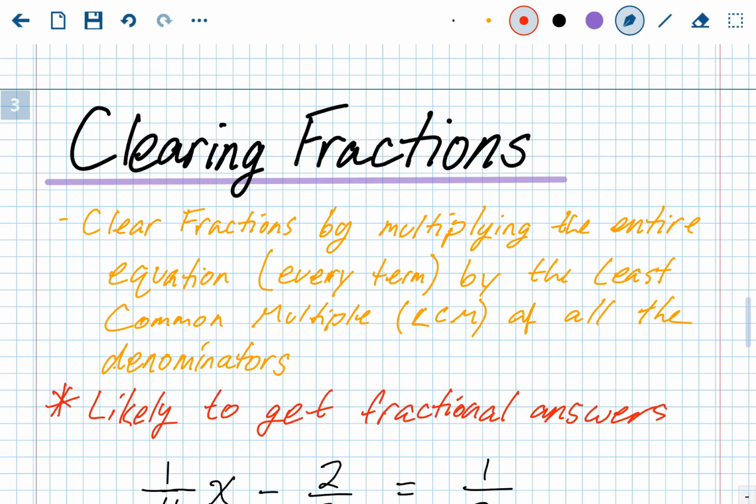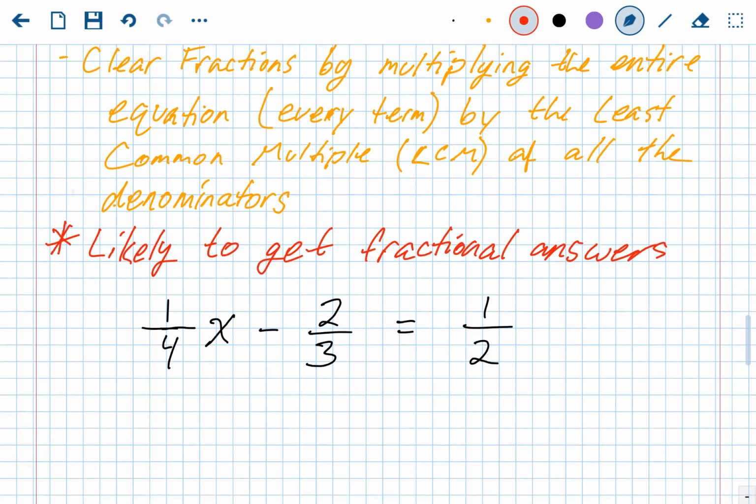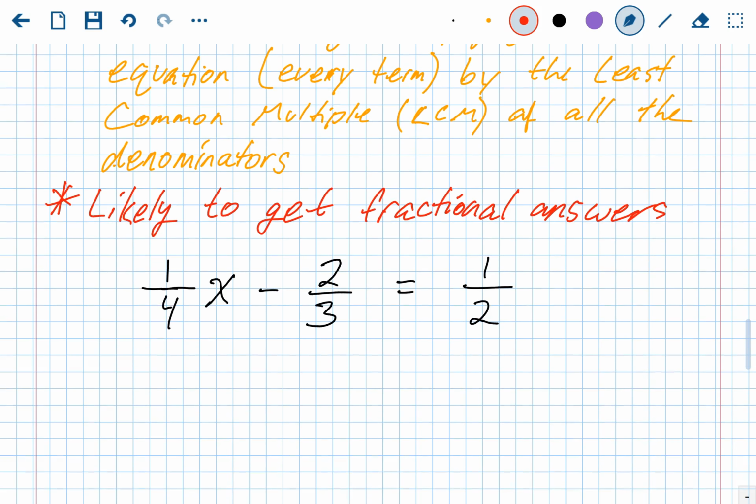Okay, so let's look at this first example. We got 1/4 x minus 2/3 equals 1/2. So if you look at this, it's set up like it's just a normal two-step equation. Okay, and you could treat it like a normal two-step equation. And this one, you're probably looking at it and you're like, oh, I would just add 2/3 and divide by 1/4. Okay, if you want to do that, that's fine.